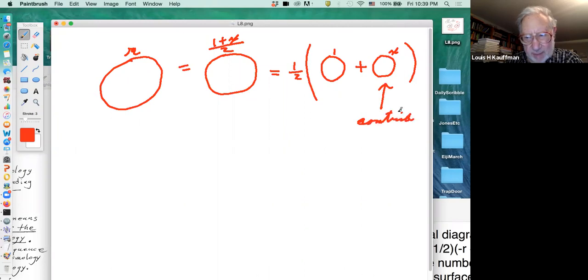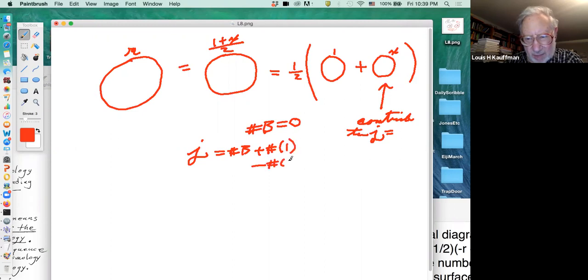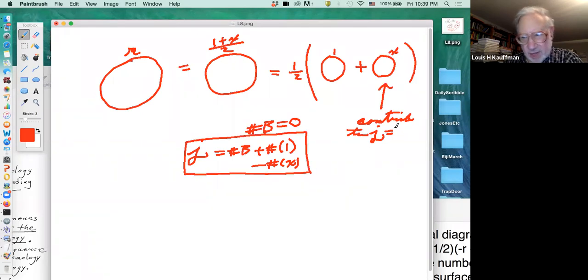But then you see that this one is contributing to J. Let's suppose that the number of B's is equal to zero here. And remember that J is equal to the number of B's plus the number of ones minus the number of X's. That's the way we define J. We'll keep to it. Then you see the J here is going to be equal to minus one. And this contributes to J equal to zero in this case.